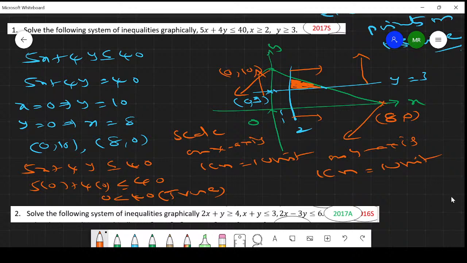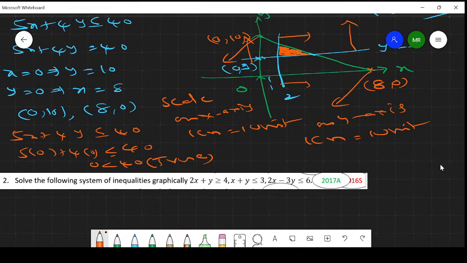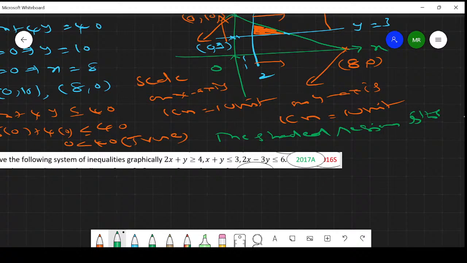Now you can write the shaded region is the solution region, including the points on the lines. That's the conclusion. The shaded region is the solution region, including the points on the lines.